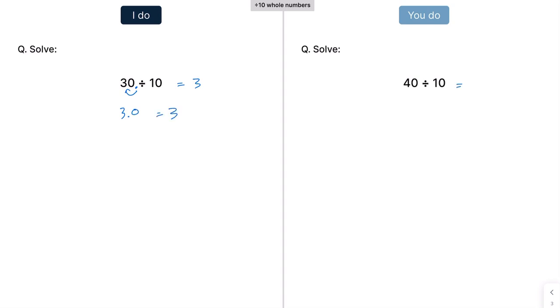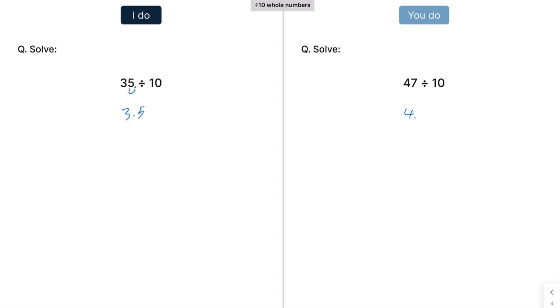And with this, the answer is 4. Again, we're hopping once to the left, and that's 4.0. We don't tend to normally write 4.0, so we can just write this as 4. Both answers are fine. So now we've got 35. The decimal is right on the end. So there's a decimal there. We're going to hop once to the left because we're dividing by 10, and that becomes 3.5.